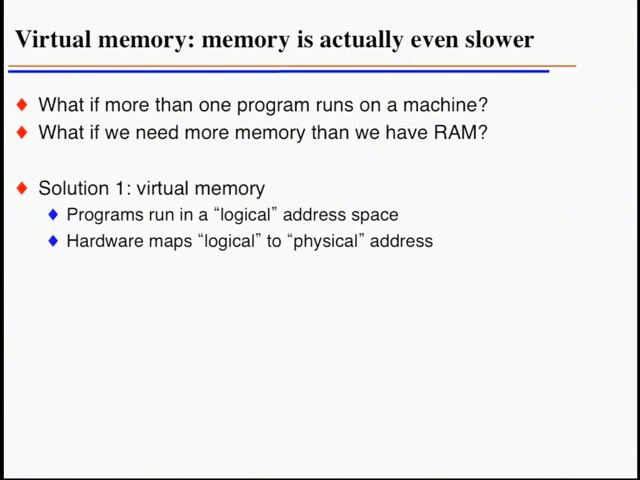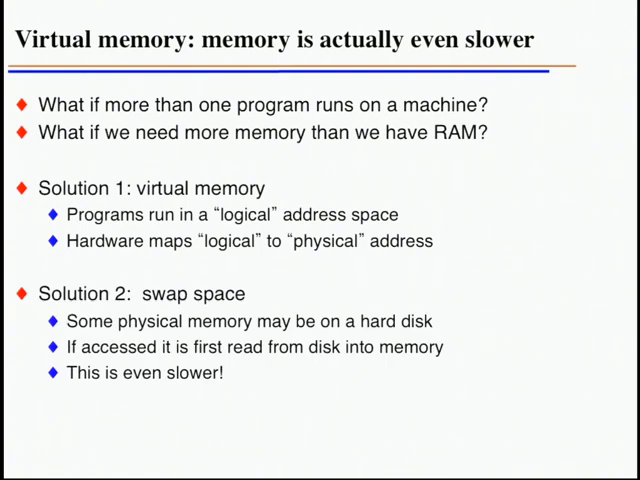Now that helps with the many programs in one memory, and is the first part of the solution to what happens if you have more memory than RAM. The second part to that second problem is using swap space. You have a huge disk connected to your computer and you can store a lot of things there. So just put some of the logical virtual address space onto disk and store the data on disk.